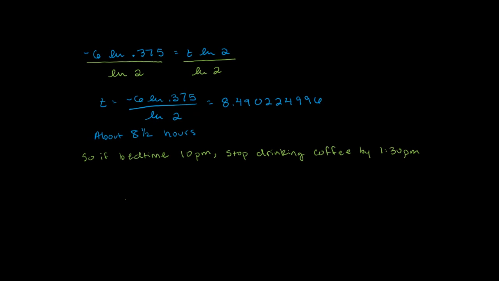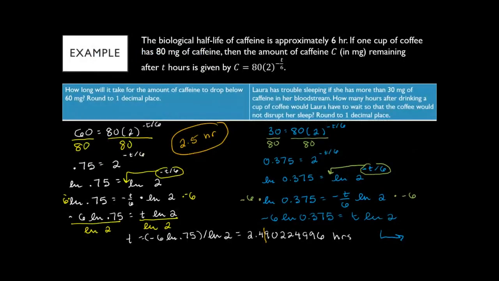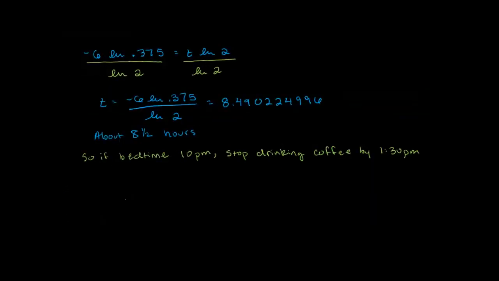So the question didn't ask when to stop drinking coffee. It just says, how many hours will she have to wait so that it doesn't disrupt her sleep. And so when you solve, you get 8.5 hours. So I just picked a hypothetical bedtime at 10 p.m. Then if that's how your body is, stop drinking coffee by 1:30 p.m.